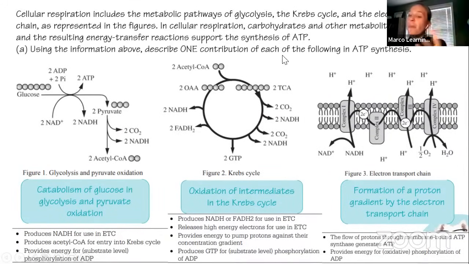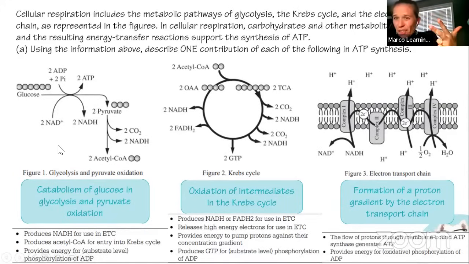So you were describing a contribution of each of those to ATP synthase. As I said, what goes in, what comes out, why is it important? So they asked you, why is this important? How does this make ATP? It makes NADH to go to the electron transport chain. It makes it because I'm now making acetyl-CoA to go into the Krebs cycle.